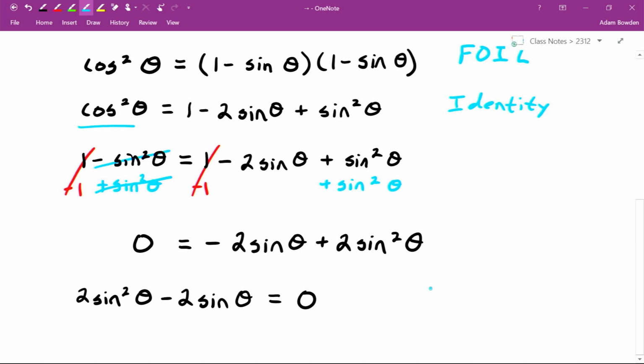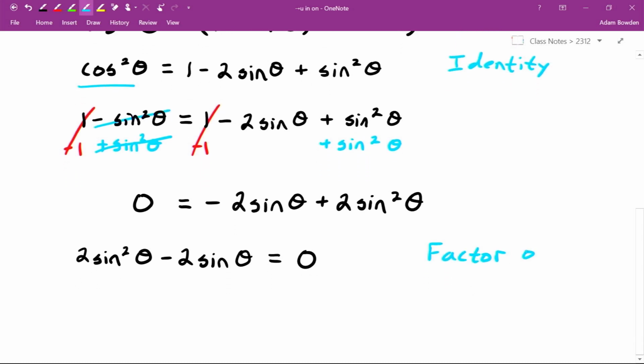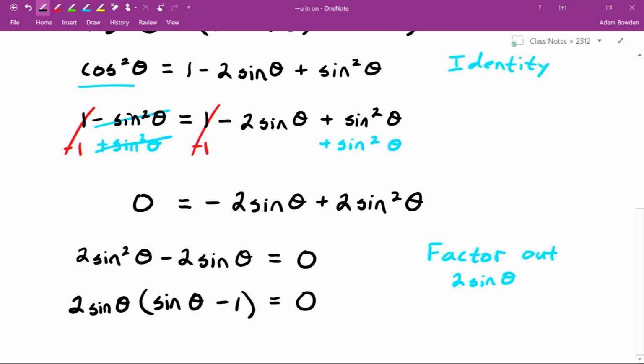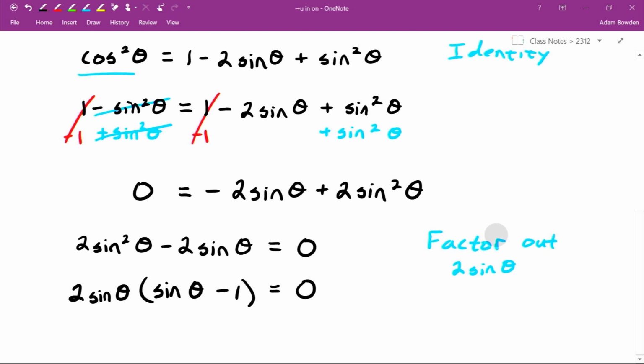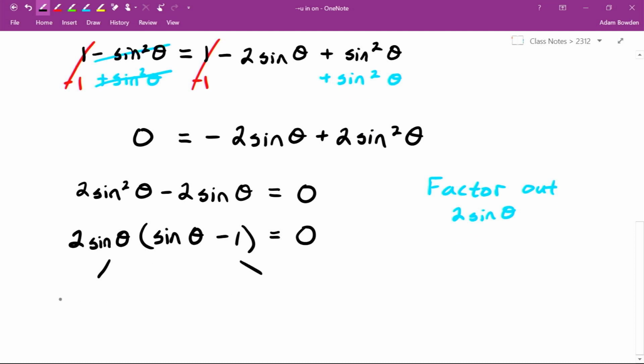Now we can factor here. We can factor because there's a greatest common factor with the two terms that are remaining. And that factor is 2 sine theta. So we'll write this as 2 sine theta times sine theta minus 1 equal to 0. And then what we can do is set each of these factors equal to 0. 2 sine theta equal to 0. Sine theta minus 1 equal to 0.